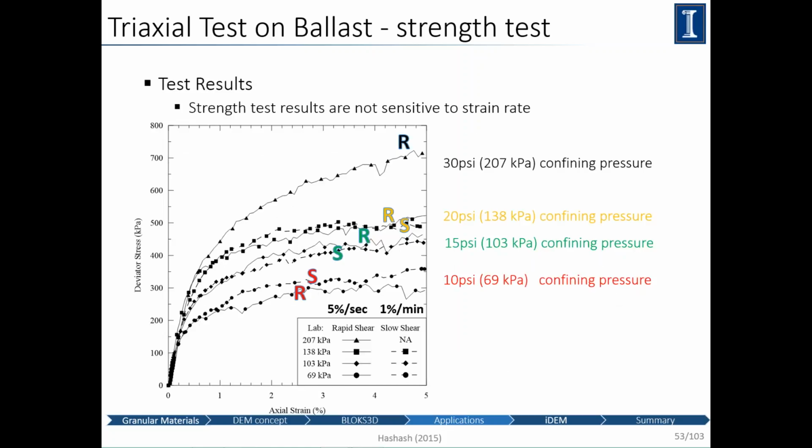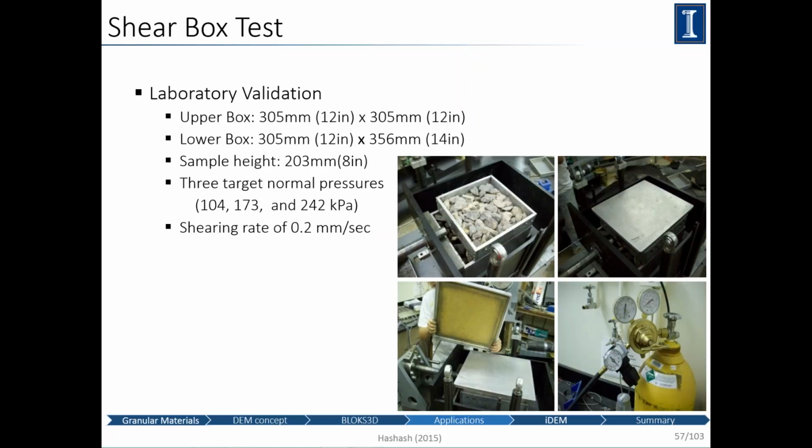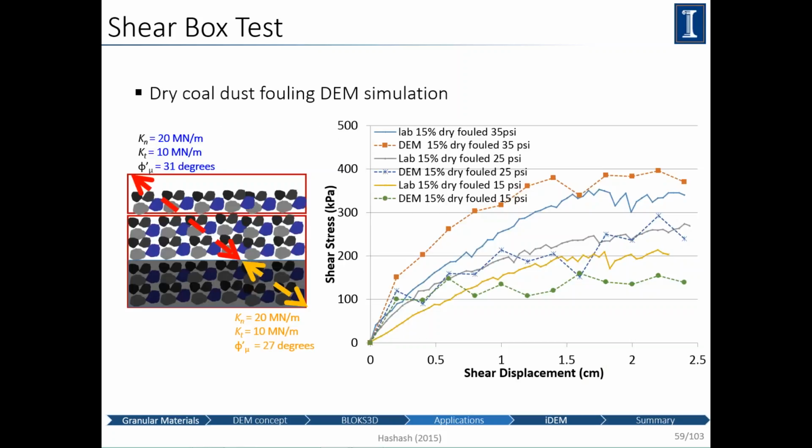So this is the one which shows that the strength test results are not sensitive to strain rate, and that was really good news for us because we could do this incremental loading procedure within our simulations without having to worry about these rate effects in the test. Another one was the shear box. That was done by one of Professor Tutumler's students, and we also repeated the simulations, and we get results that make sense and have the same trend.